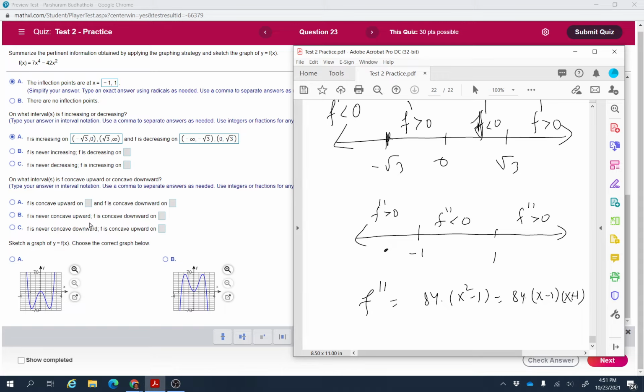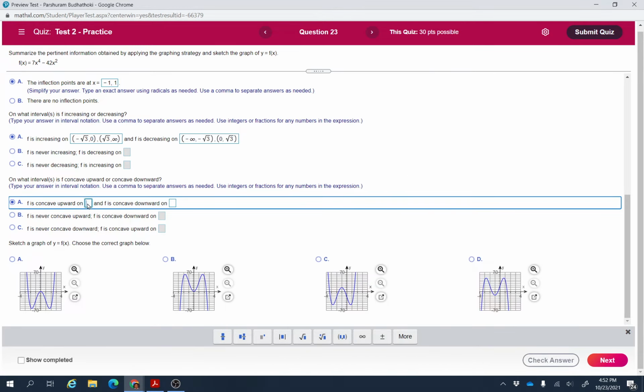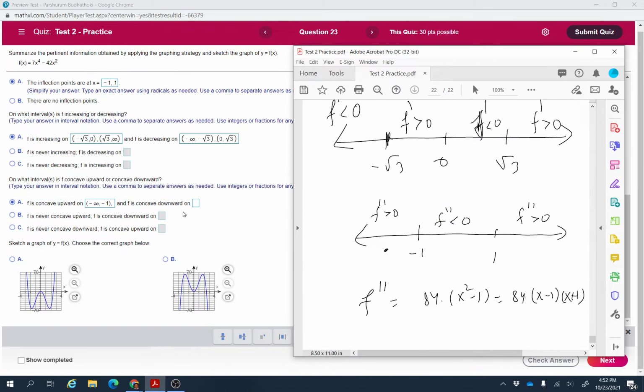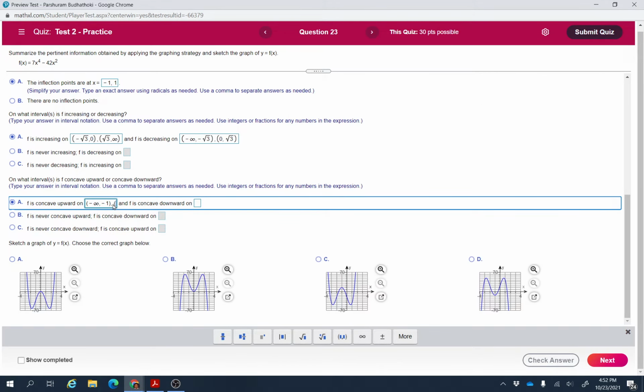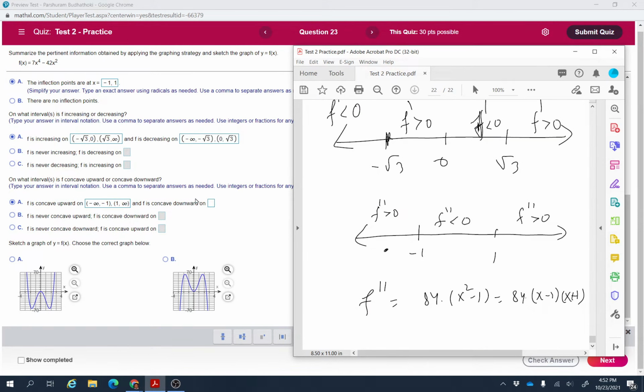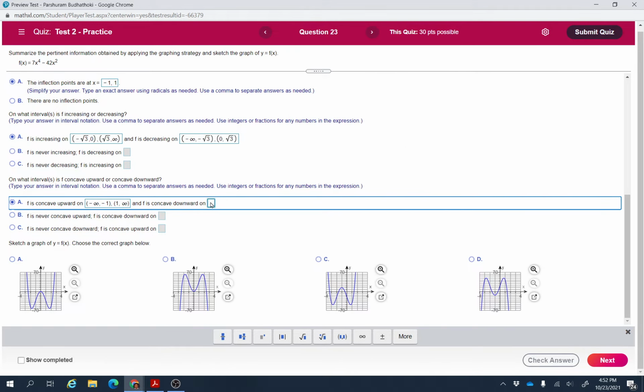Okay, so the function is concave upward from negative infinity to -1, and there are two intervals where the graph is concave upward: from negative infinity to -1, and from 1 to positive infinity. And it's concave downward from -1 to +1. That concavity is coming from the second derivative test. And by using all this information, you can choose the right graph here.